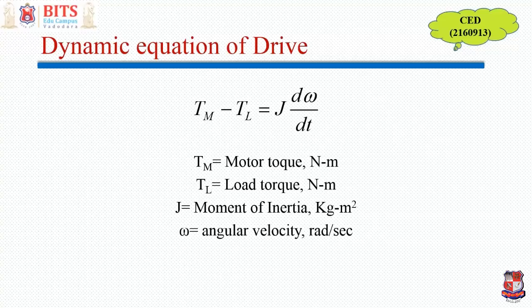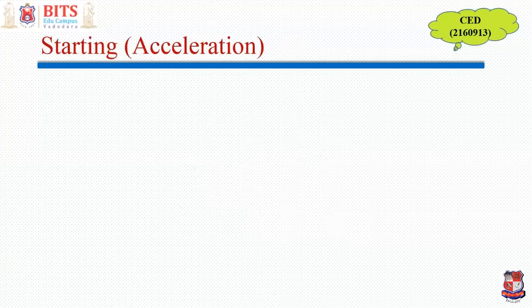Where Tm is the applied torque or motor torque. TL represents the sum of all the opposing torques. J is called the moment of inertia, and omega is the angular velocity in radians per second, right? So Tm minus TL is equal to J d omega by dt, which is similar to F equal to Ma in a linear system.